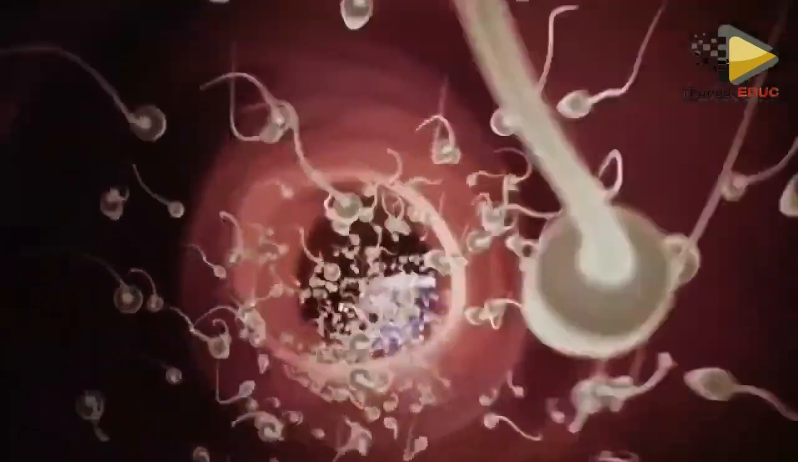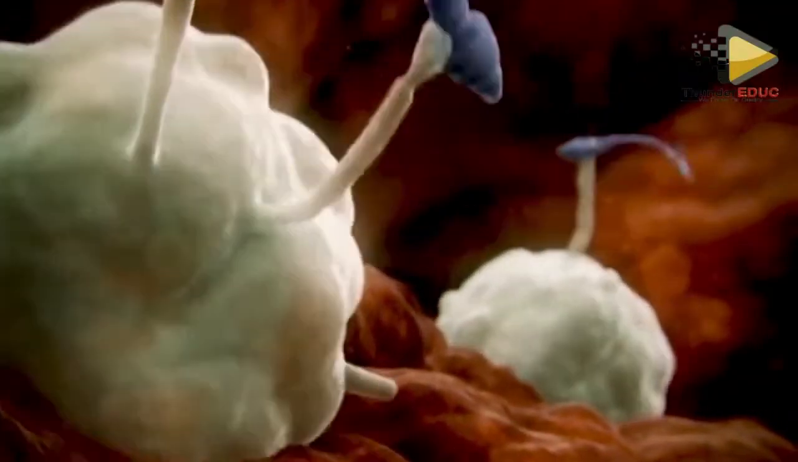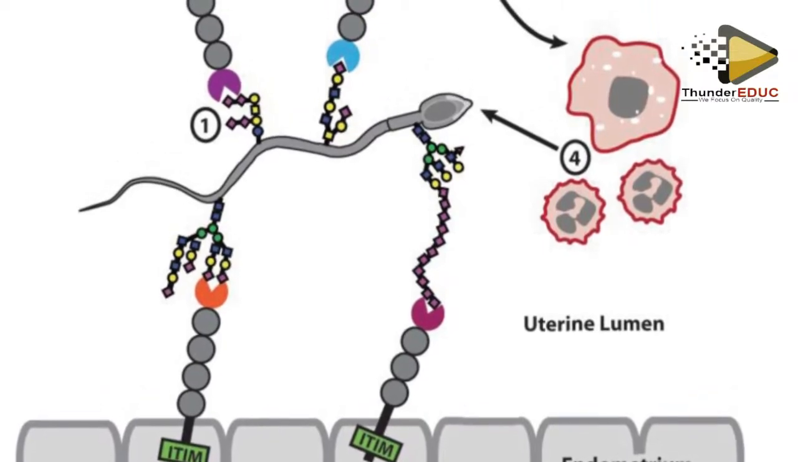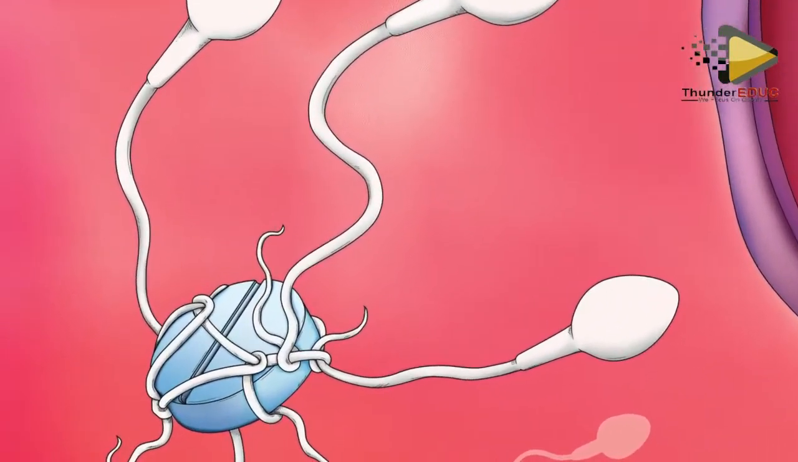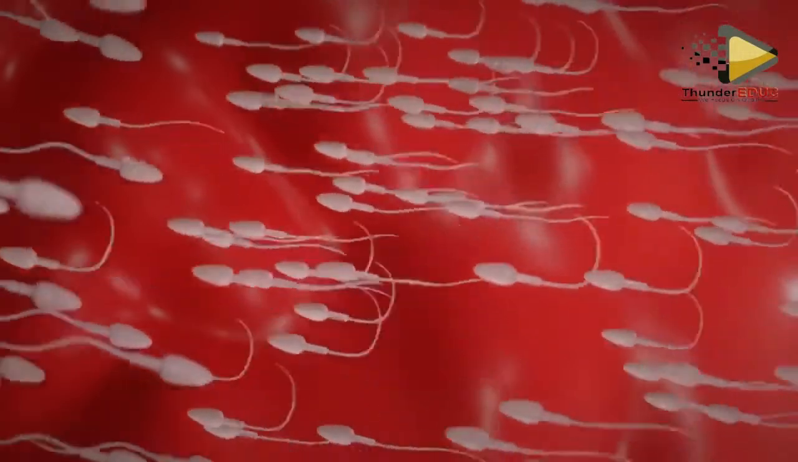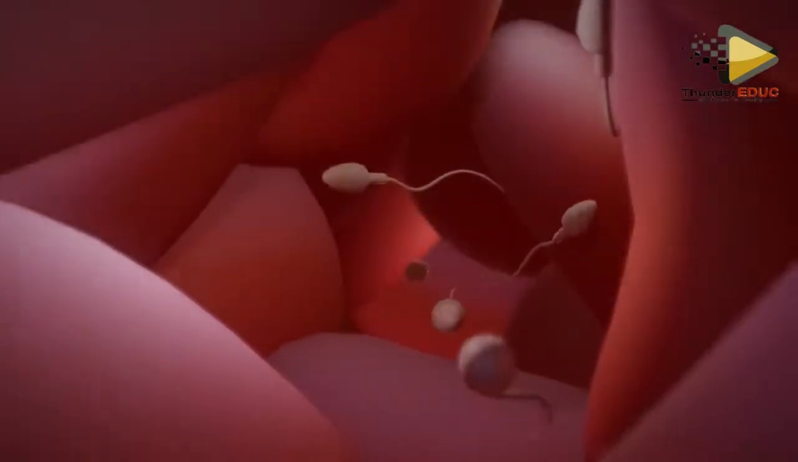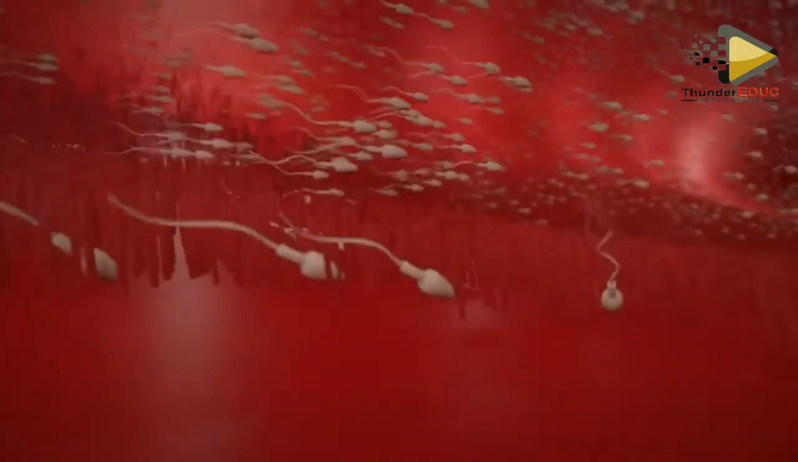Fertilization occurs in the fallopian tube. However, the immune system of the female identifies sperms as foreign particles and kills them. That's why over 300 million sperms are produced in a single ejaculation, so that a few millions can survive to the fallopian tube.